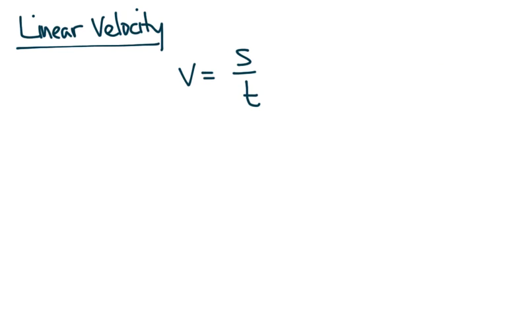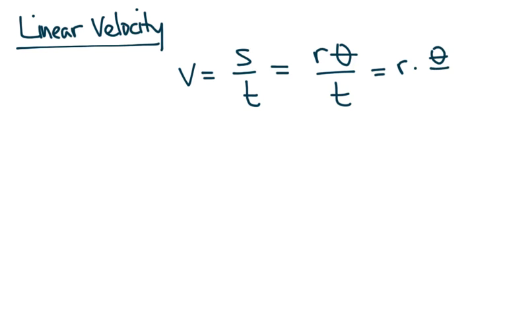The linear velocity is going to relate the distance around the outside of the circle that a point travels per unit of time. Well, the distance on the outside of the circle was called an arc length, and the variable we used for arc length was s. So the velocity is the arc length over time.